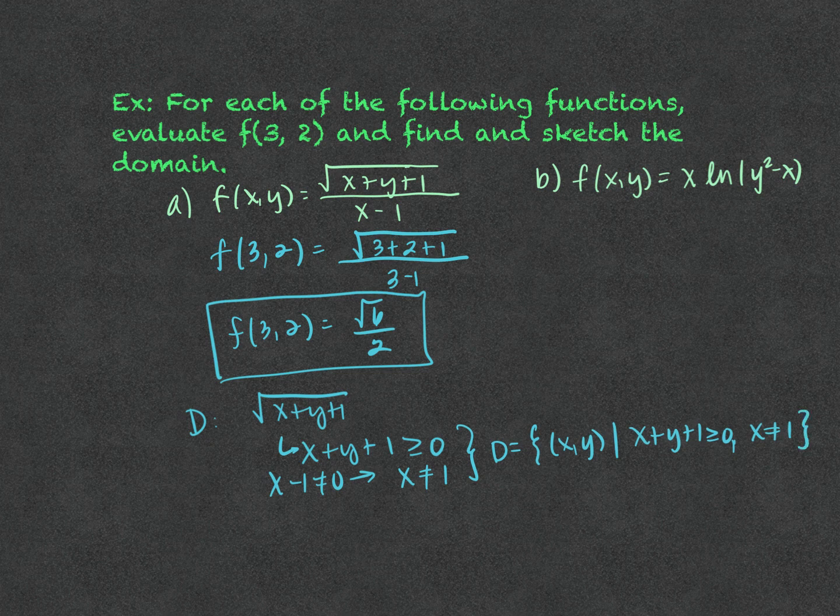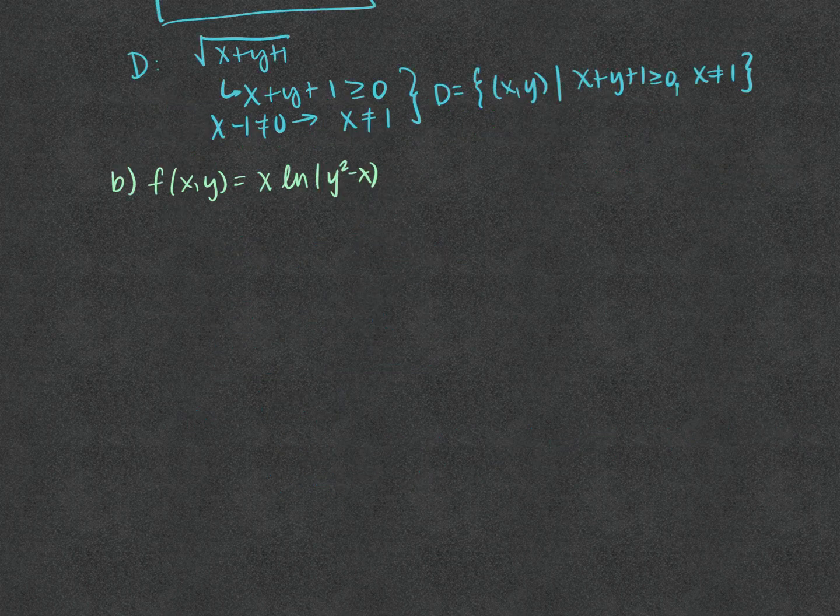Now this notation right here, this is your common set notation. So your variable comes first such that all of that. Hopefully that's a little bit familiar to you, but if not, that's the way we write it. All right, let's look at part B. Again, we're doing f of 3, 2.